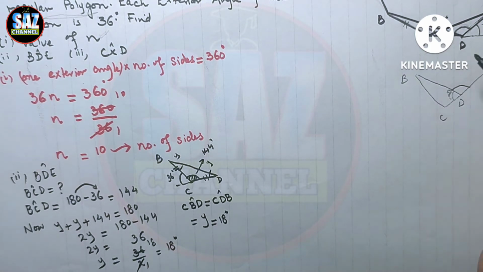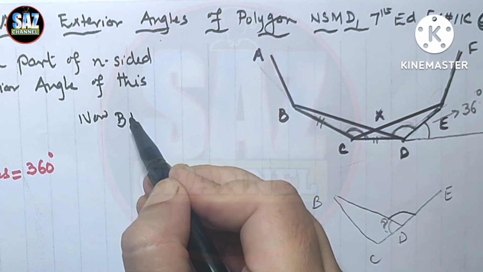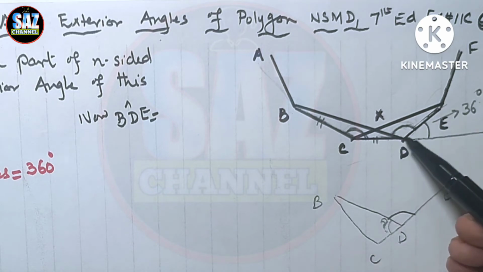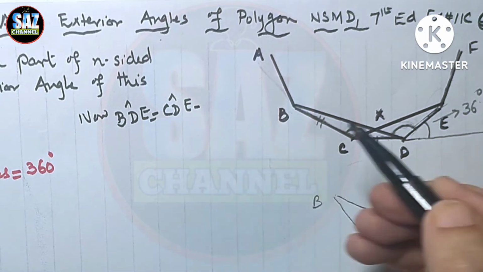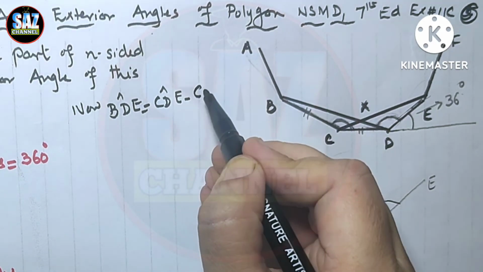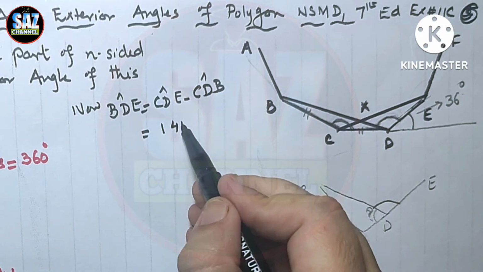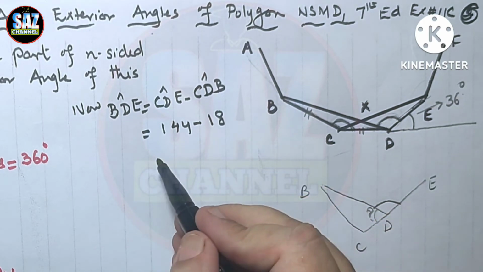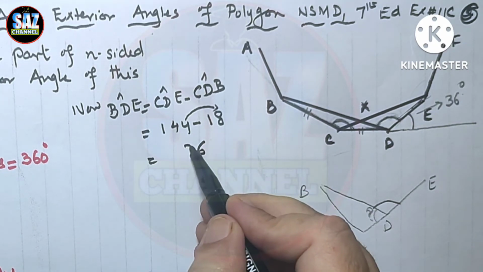And now, in order to find angle BDE, angle BDE will be equal to CDE, that is 144 degrees, minus BDC, or CDB, that is 18 degrees. So 144 minus 18 gives me 126 degrees.